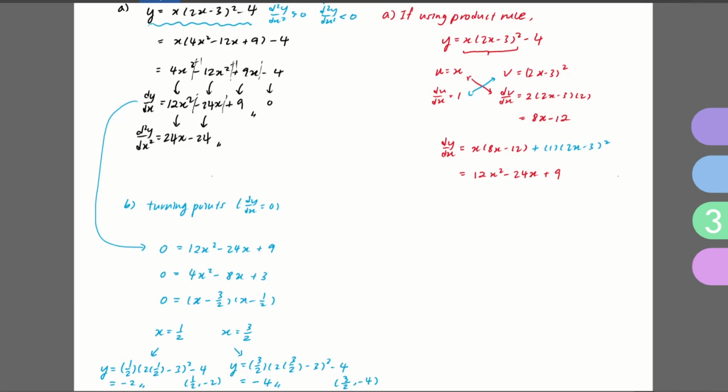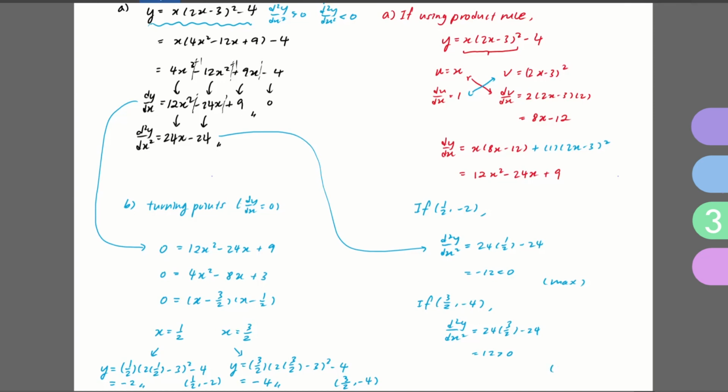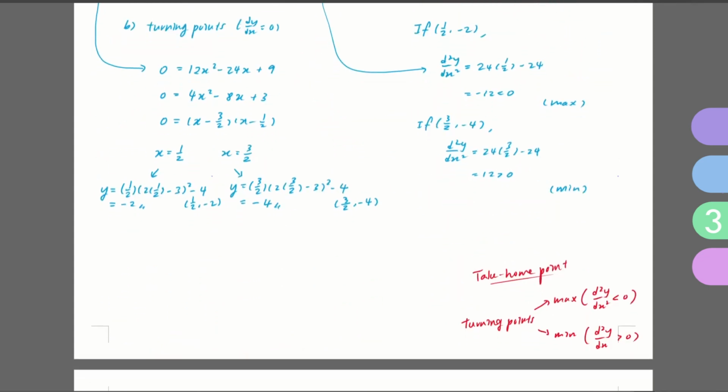Now we can determine whether these points are maximum or minimum. We can use the second order equation from part A and sub the x with 1 over 2. You will obtain negative 12, which is less than 0, so this is a maximum point. Same goes for the other point. Since 12 is a positive number, this is a minimum point. So we can write a final conclusion at the bottom. And with that, we have completed this question.